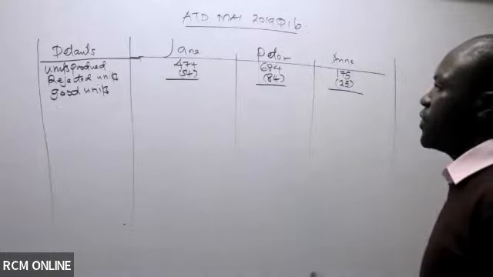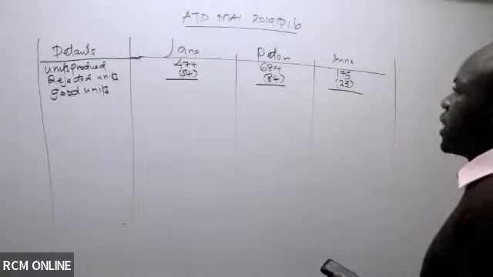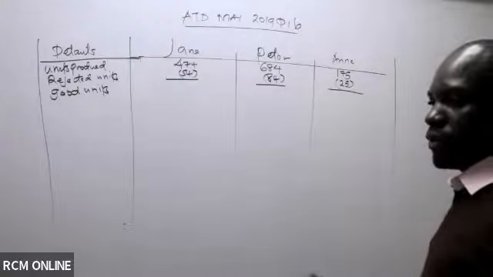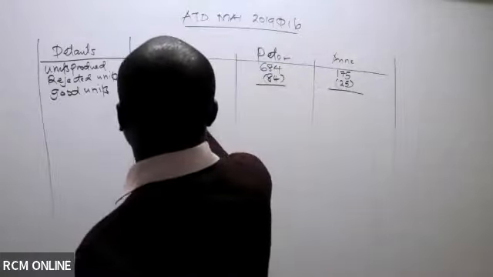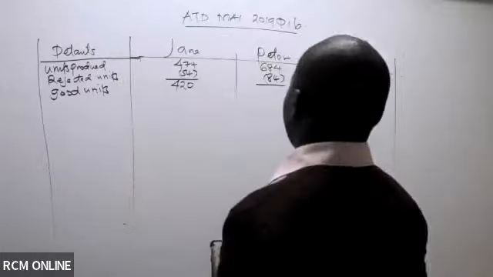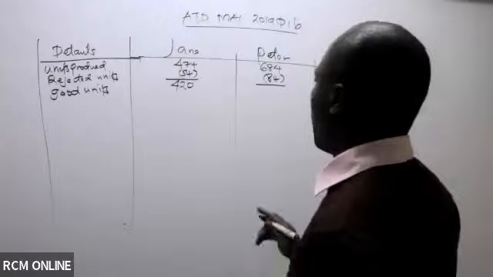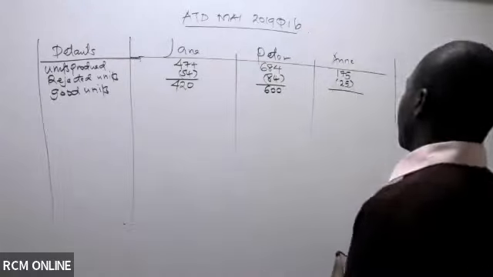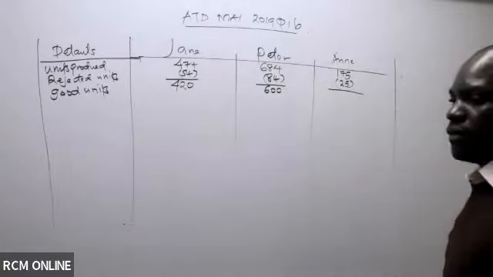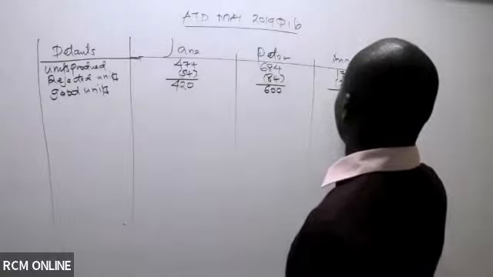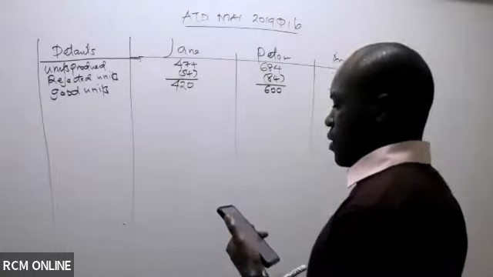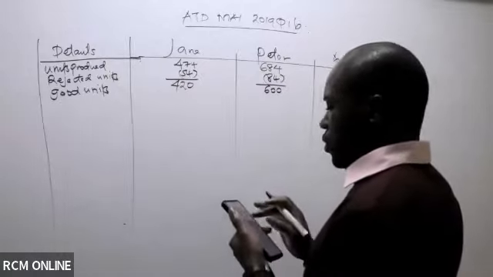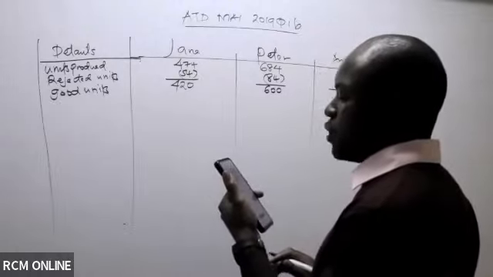Can you give me the amounts? 474 minus 54 itakuwa ngapi? 420. Then 684 minus 84 will give us, is it 600? Then 175 minus 25 will give us 150. Good.